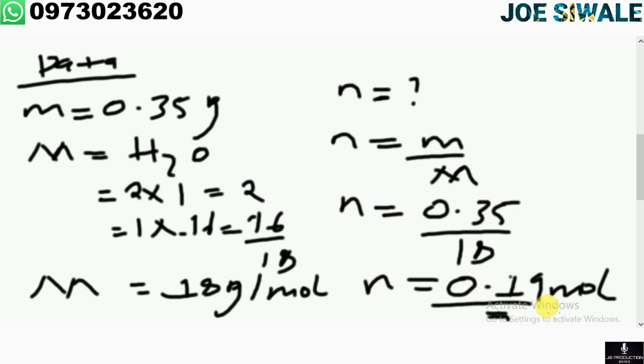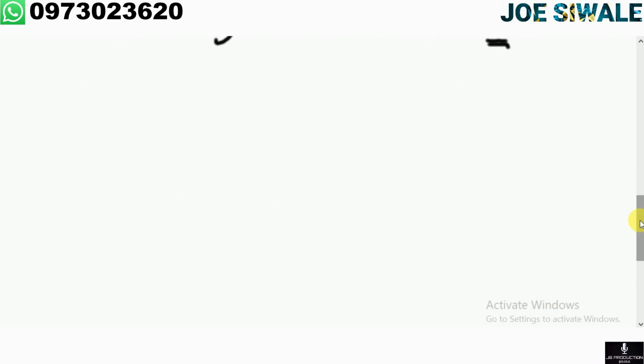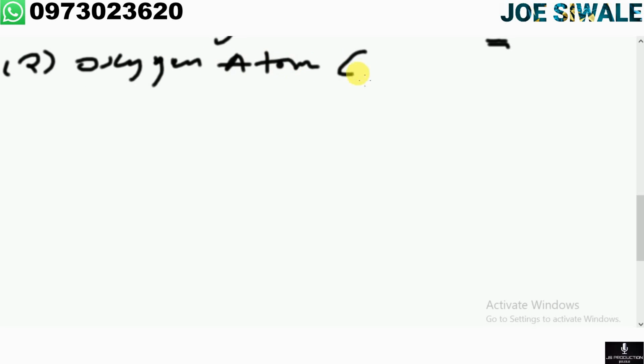Let us look at the second example. The second example reads, find the number of moles in 0.5 gram of an oxygen atom. You need to note there, they have said oxygen atom, not oxygen gas. There are two different kinds of things. We have been told oxygen atom. So for the oxygen atom, this is just O.